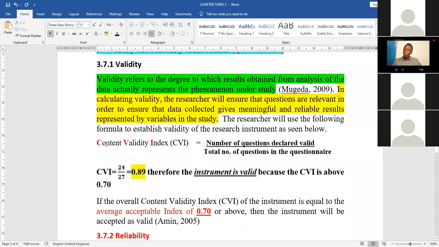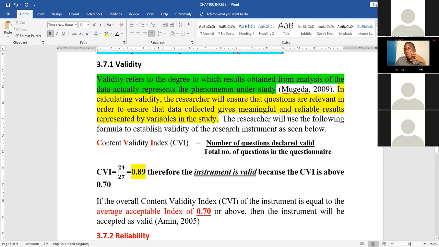So I was saying that the CVI, or Content Validity Index, its formula states: the number of questions declared valid divided by the total number of questions in the questionnaire. That is what it states. Okay, and when we come down here, we are seeing that CVI is equal to 24 divided by 27. Now, where does 24 come from?